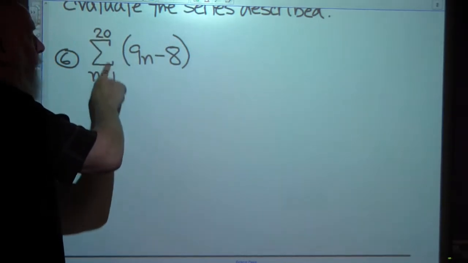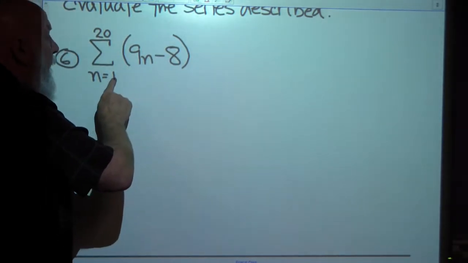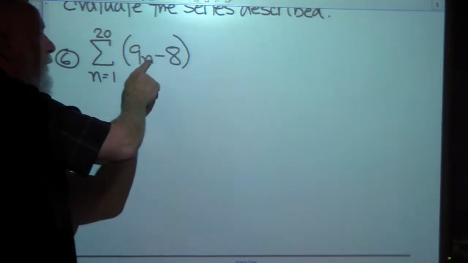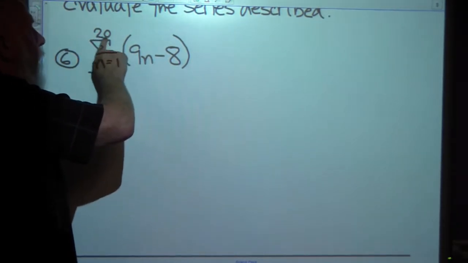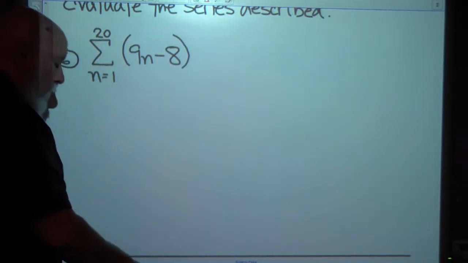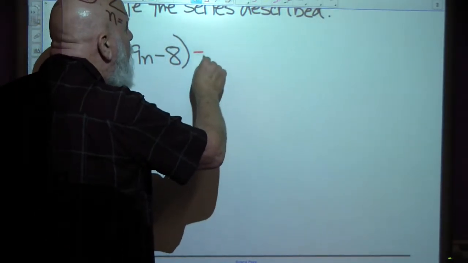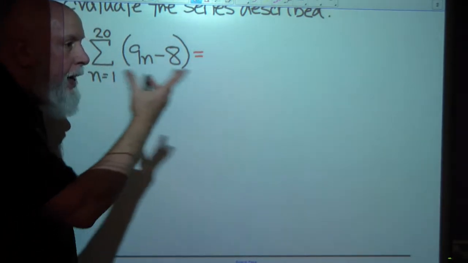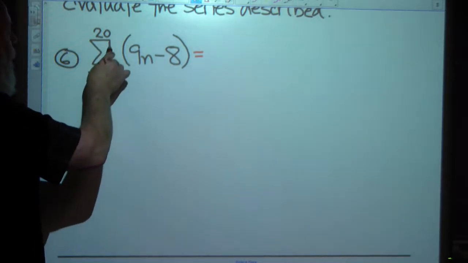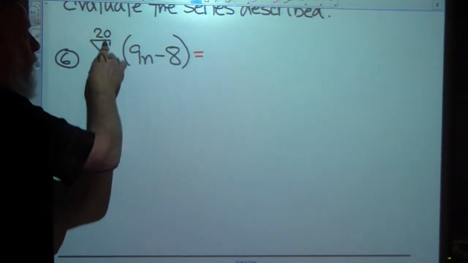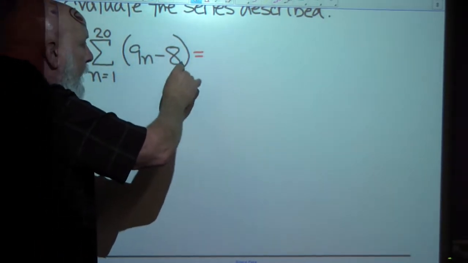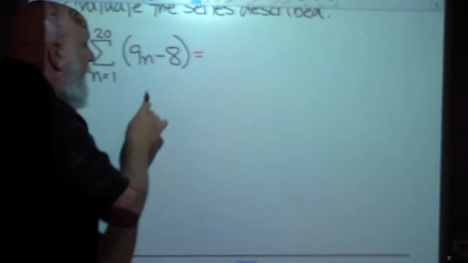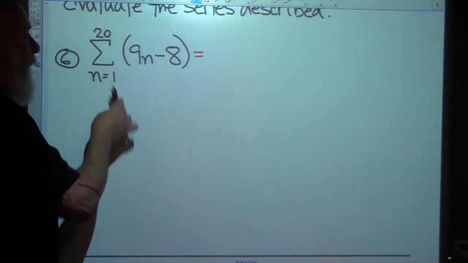I can find the first term and the last term very easily, because what this means is we're going to add up this. If we let n equal 1, and then we let n equal 2, and then 3, and then 4, and we're going to do that until we get to n equals 20, and we're going to generate a bunch of numbers. Now again, you don't have to do this part. I'm just showing you what this means. If you were going to read this with words, you would say, this is the sum, as n goes from 1 to 20, of 9n minus 8. You could say it that way, or you could say the sum of 9n minus 8 as n goes from 1 to 20.